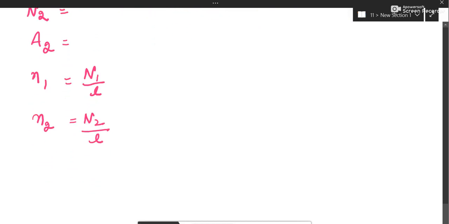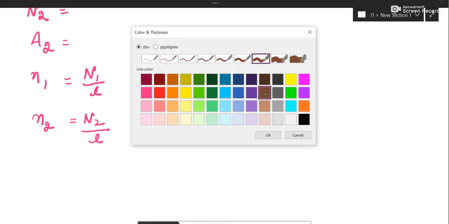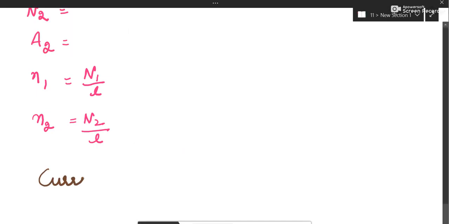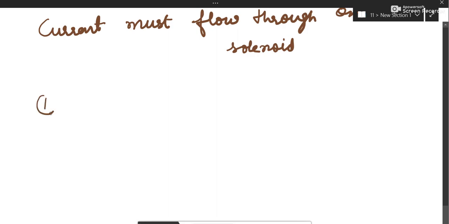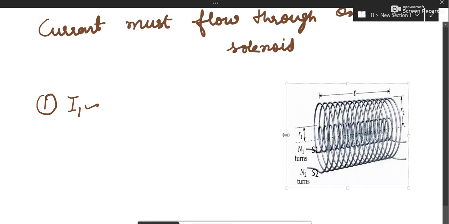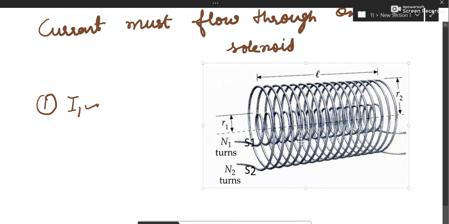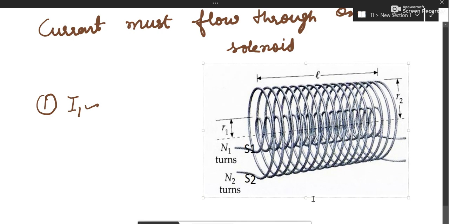Now we will be flowing current through one of the solenoids at one time. Current must flow through one solenoid at a time, either of them. So let us flow the current through the first one. I am flowing the current through the first solenoid, that is the smaller solenoid. So let us have the picture once again here. In this we have the current through the smaller solenoid, and there is no current through the bigger one.